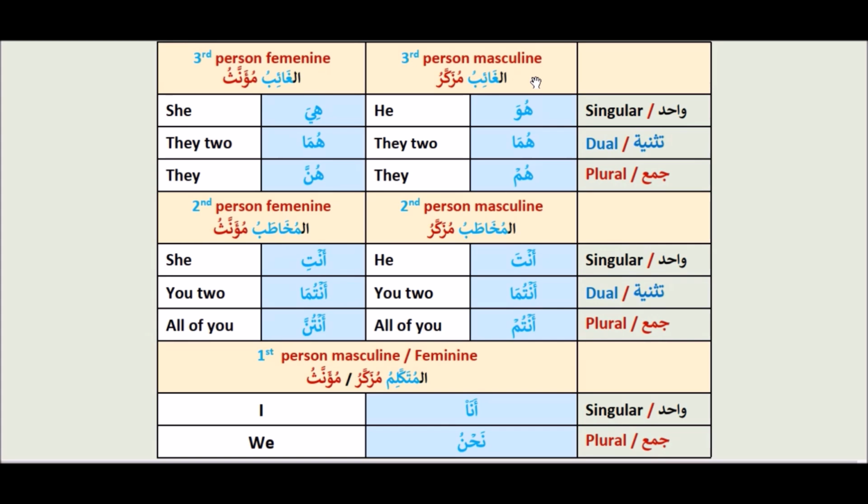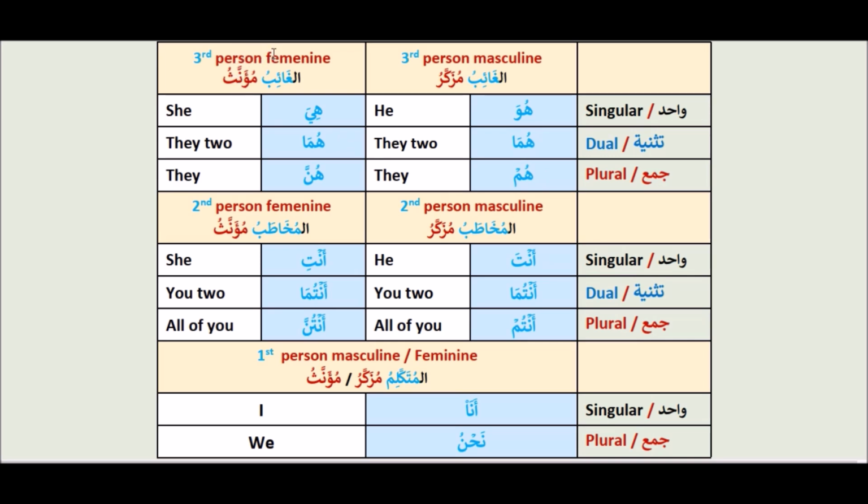The Arabic pronouns, we start with the third person. Third person masculine, al-ghaibu muzakkar. They are not present, they are absent. Huwa, huma, hum. He, they two, they. This is singular, this is dual, and this is plural.